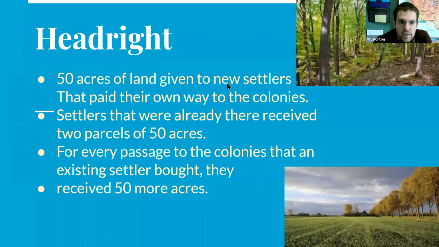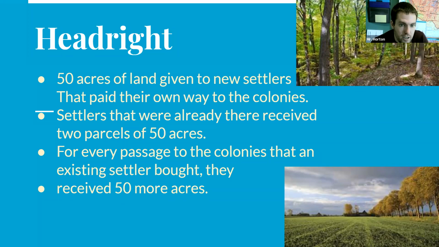Then our next term is a headright. So this will help you answer number 4. A headright was basically land that was given to people. It was 50 acres of land given to new settlers that paid their own way to the colonies. So if you had enough money to buy your own ticket to get across the Atlantic Ocean from Europe to the 13 colonies, then you were basically just given land for free. So if you bought your ticket and arrived in the new colonies, you were given 50 acres of land. So that'll help you answer number 4.